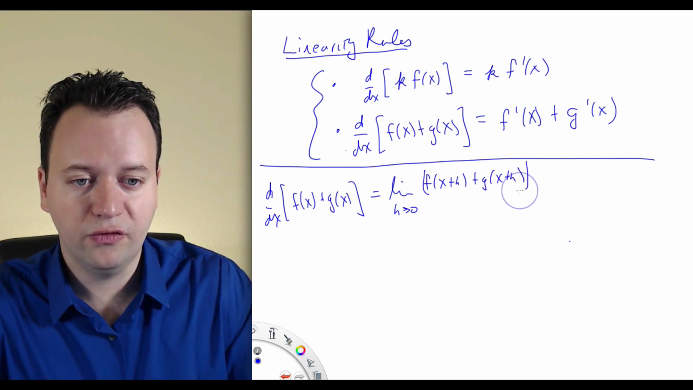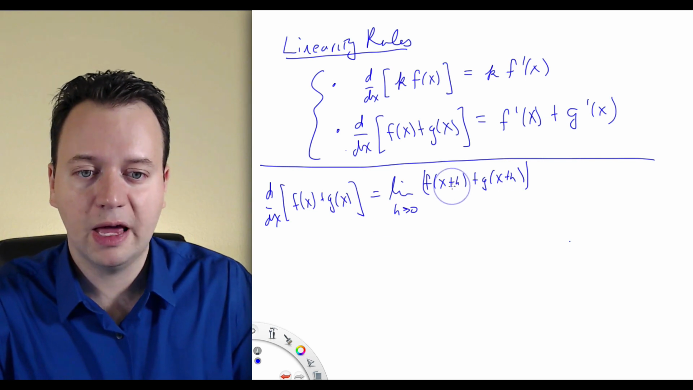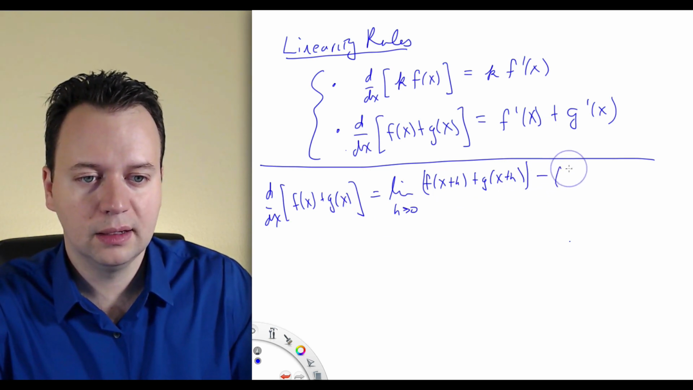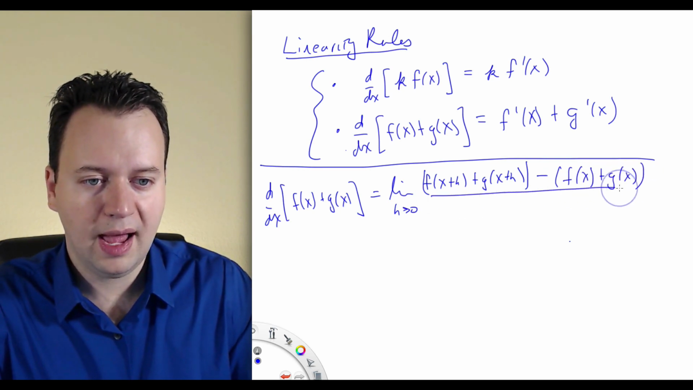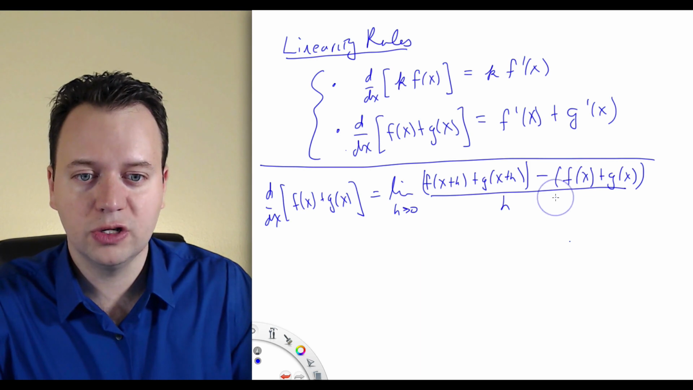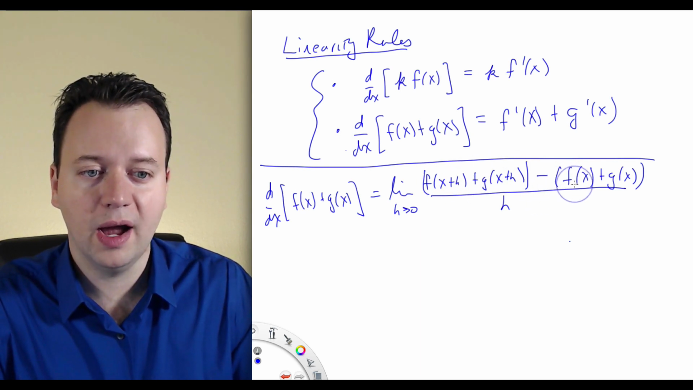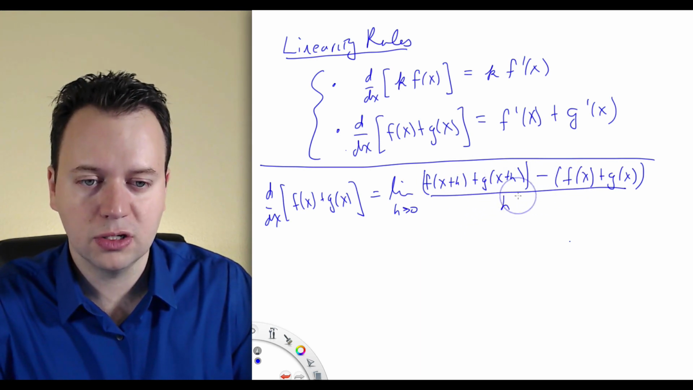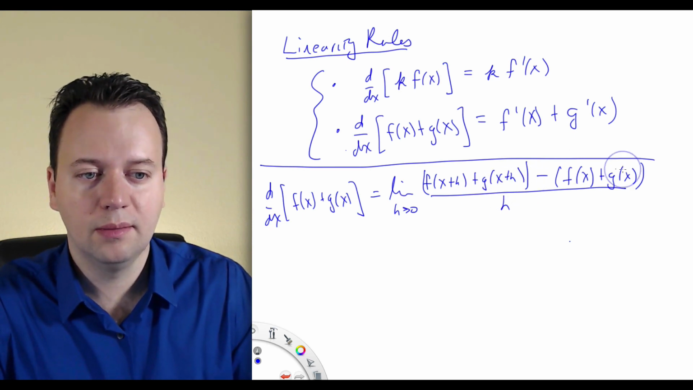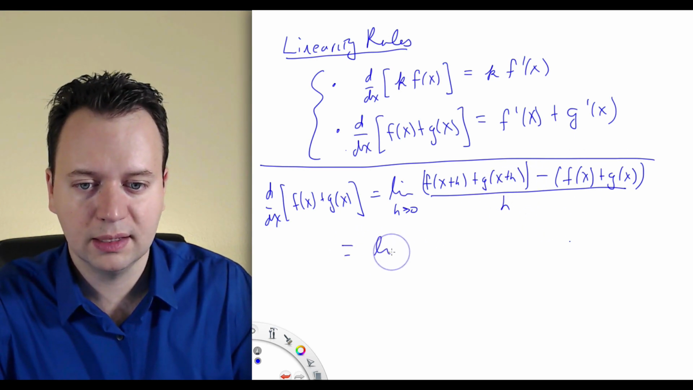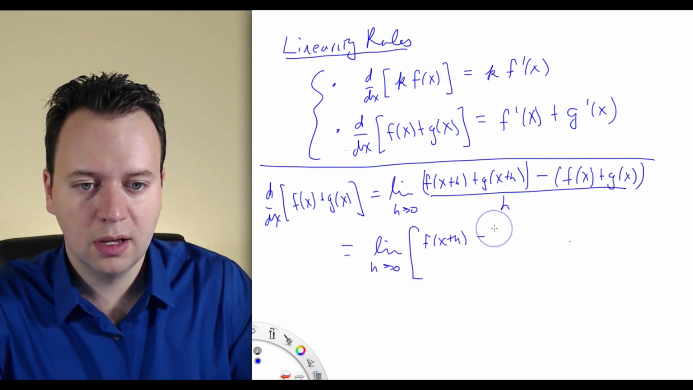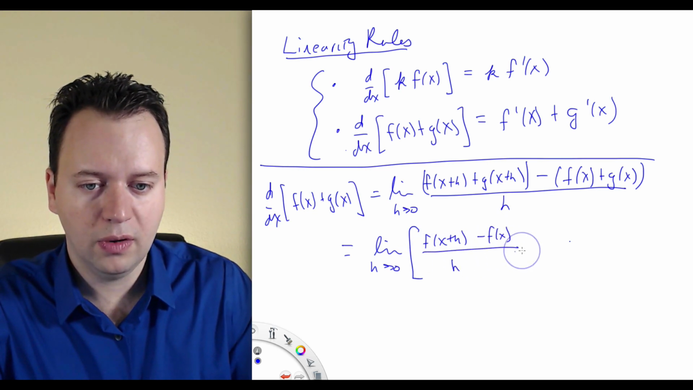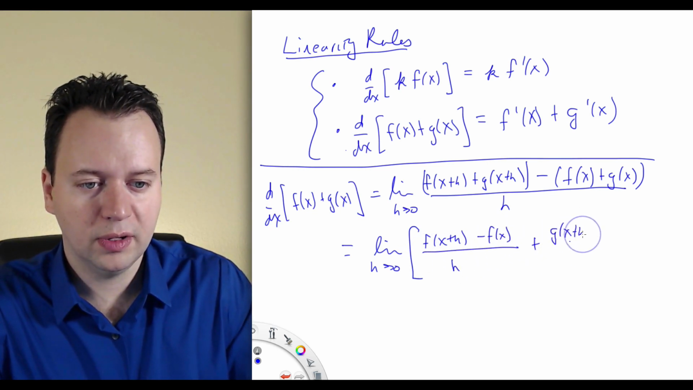Right? So that's the function f plus g evaluated at x plus h, and then minus the function f plus g evaluated at just x. And clearly you can rearrange this so you get f of x plus h minus f of x over h, plus g of x plus h minus g of x over h. So you can rearrange this as the limit as h goes to 0 of f of x plus h minus f of x over h plus g of x plus h minus g of x over h.